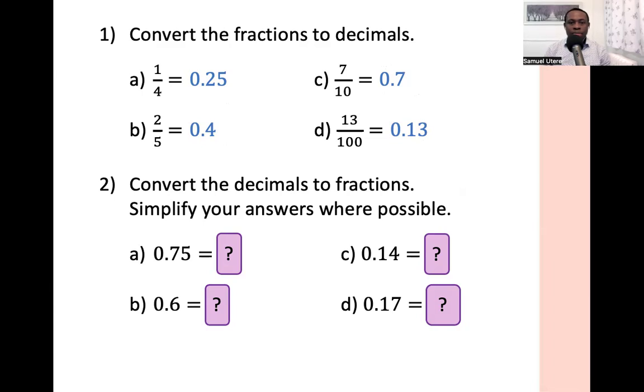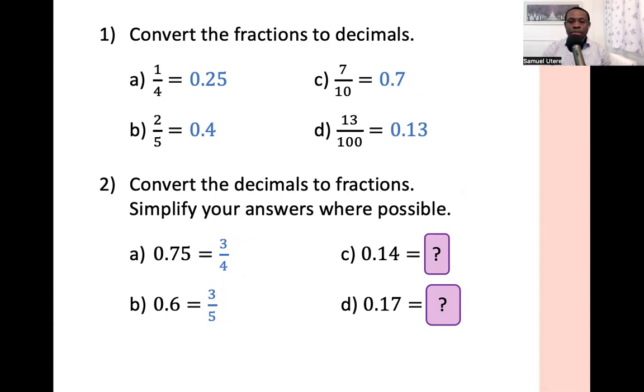Next, you're asked to convert the decimals to fractions and then simplify your answers where possible. By now, you should know by equivalence that 0.75 is equivalent to 3/4. So we write that. We know that 0.6 is 6/10. Now, when you simplify 6/10, you can divide the numerator and the denominator by 2. That will give you 3/5.